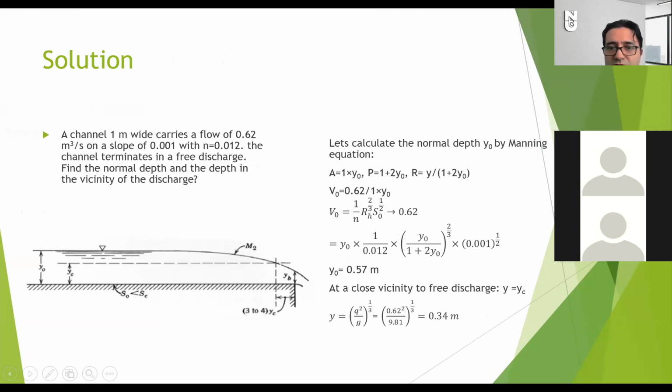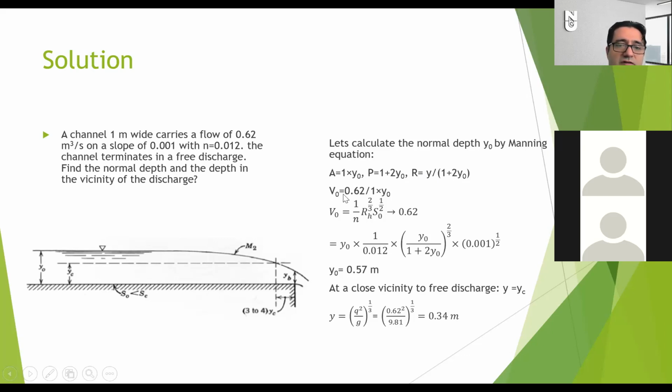I don't know how many students answered it correctly, but in order to use the Manning equation, first you should calculate the hydraulic radius. The hydraulic radius is a kind of parameter. It is wetted area over wetted perimeter. So wetted area here is 1 times y0, and the perimeter is 1 plus 2 times y0. And hydraulic radius is this, basically.